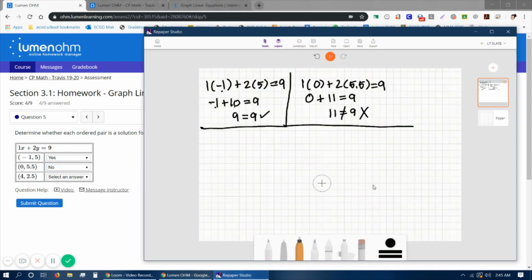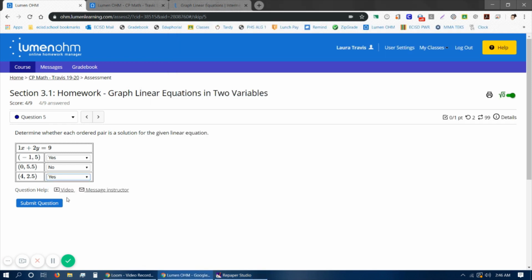Now let's look at the third ordered pair. If I set it up, I'll have 1 times 4 plus 2 times 2.5, and it's supposed to equal 9. 1 times 4 gives me 4. 2 times 2.5 will give me 5, and it's supposed to equal 9. And if I add 4 and 5 together, I get 9 equals 9, which is a true statement, so it is a solution for the given linear equation.